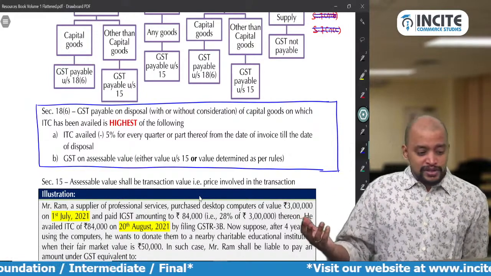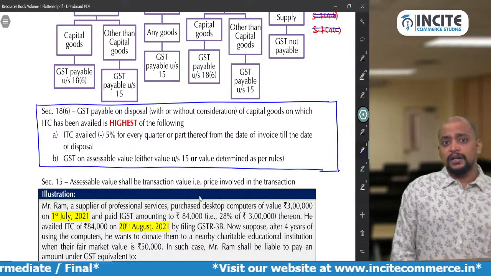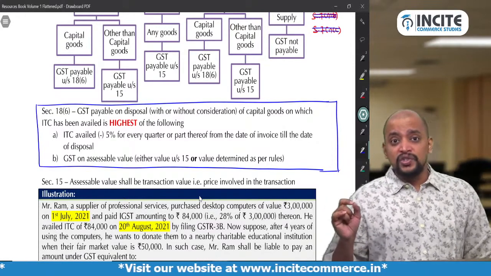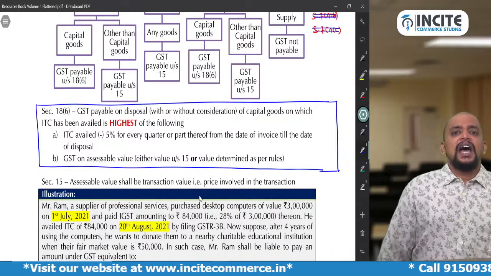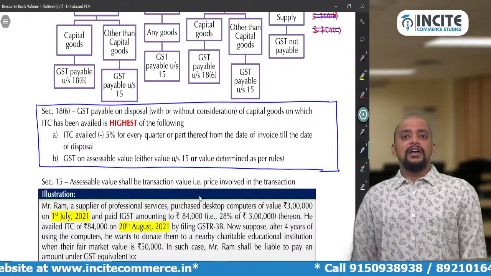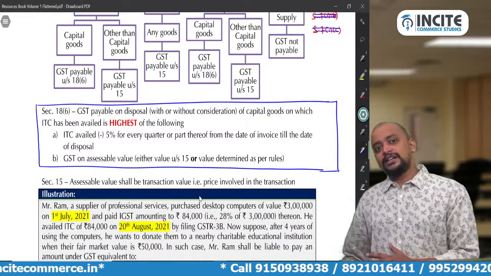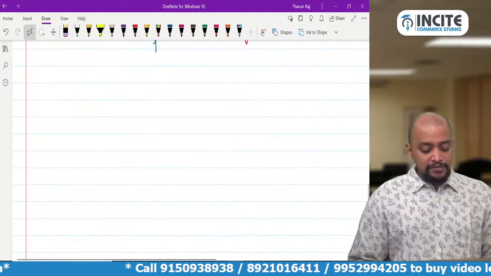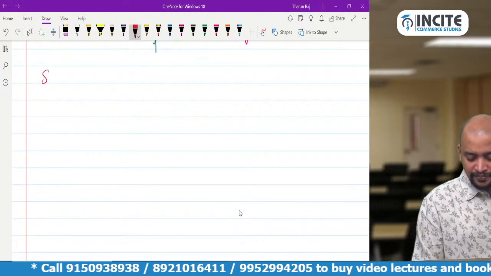Purchase of capital goods, availed ITC, and you are disposing of that capital goods. In that case, what will be taken as the GST payable? So much of the ITC availed as reduced by 5% for every quarter or part thereof, or GST on sale value, whichever is higher is the GST payable. Now listen carefully. I am just explaining what this Section 18 subsection 6 is.